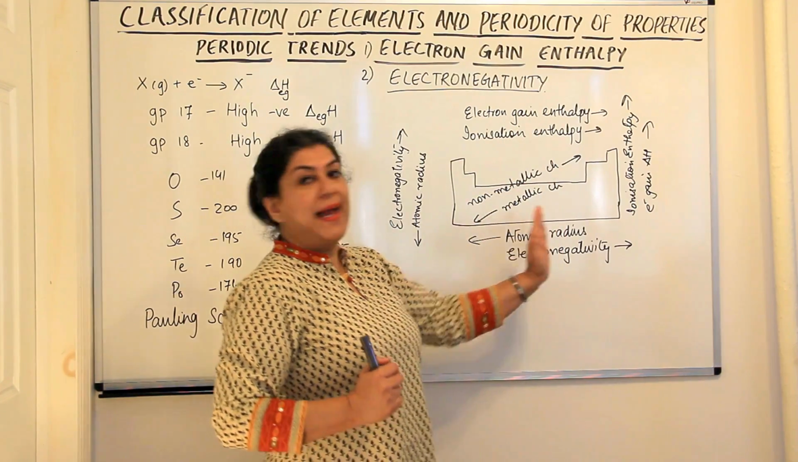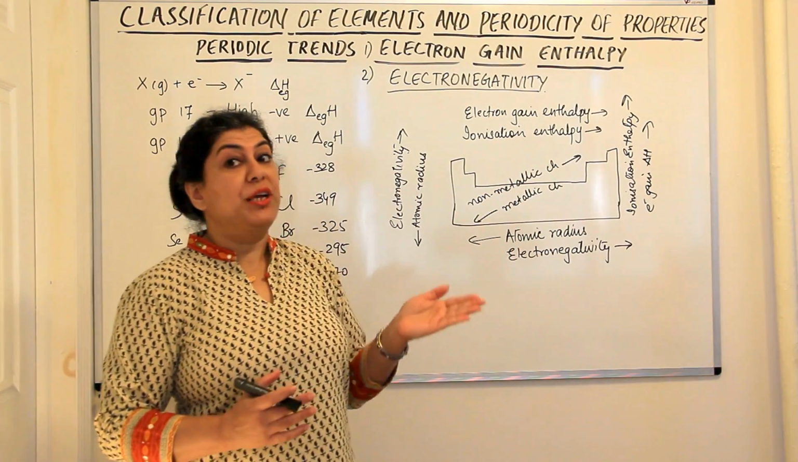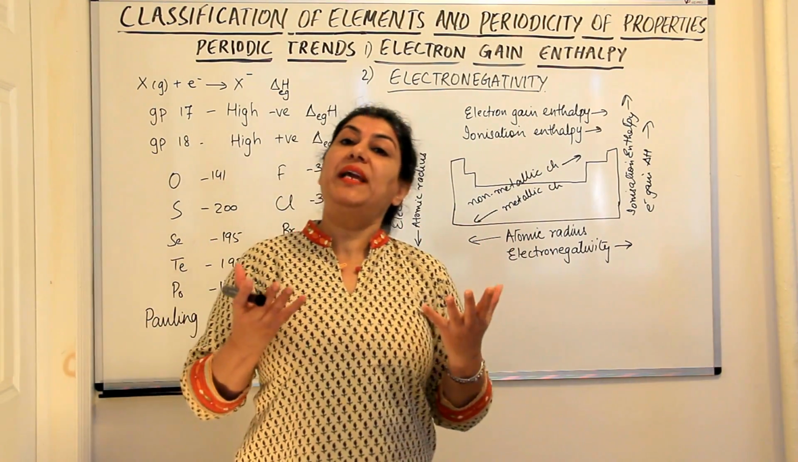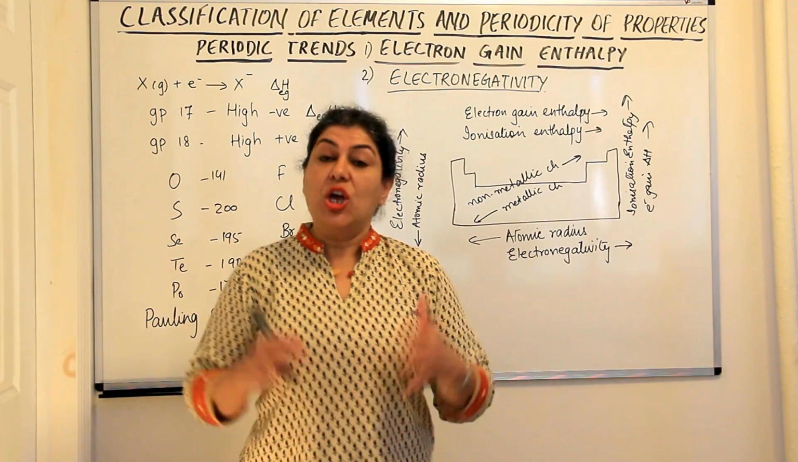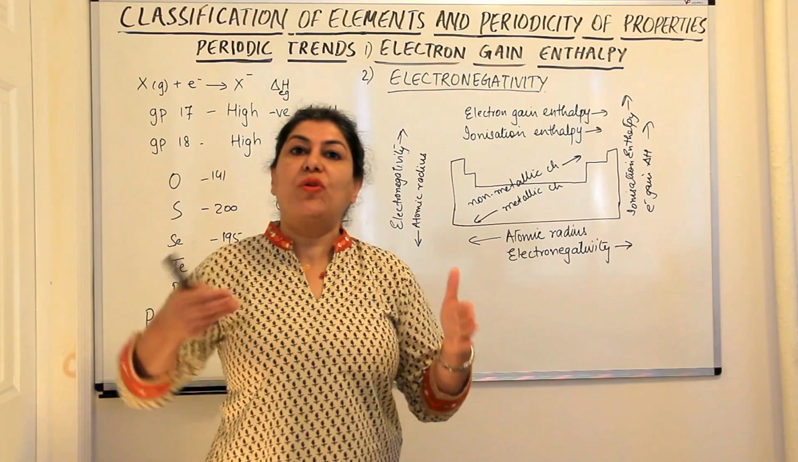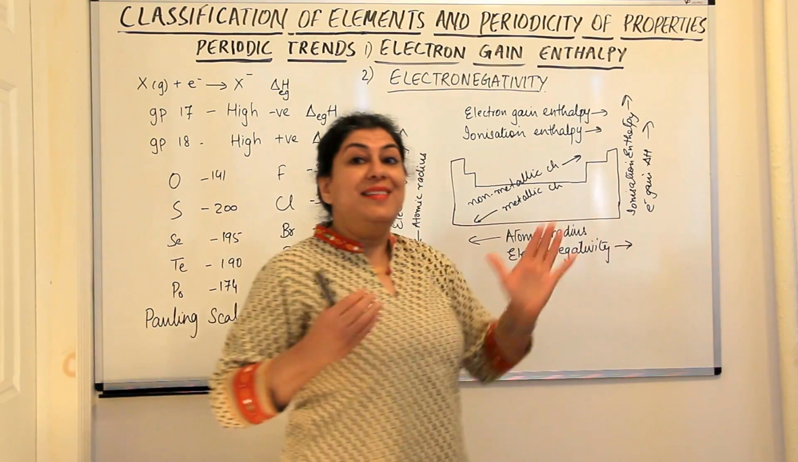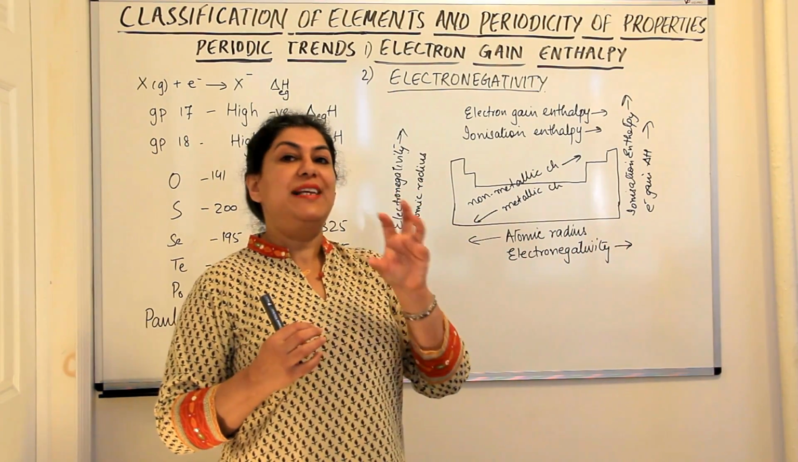And noble gases here would be an exception again. Noble gases already have acquired their octet. They need not gain or lose electrons. So if you're trying to push an electron into a noble gas, the outermost shell is complete.